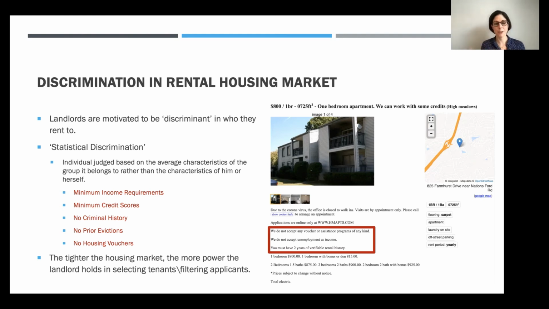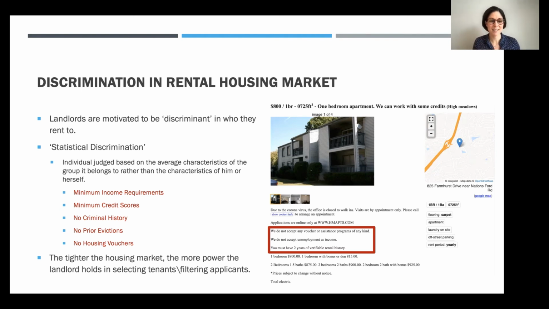And so this term of statistical discrimination is not necessarily illegal, but it encompasses anytime somebody judges an individual based on the average characteristics of their group. So low-income renters, on average, might be less likely to pay their rent on time, even though a particular individual might not. So that's the legal definition of this.